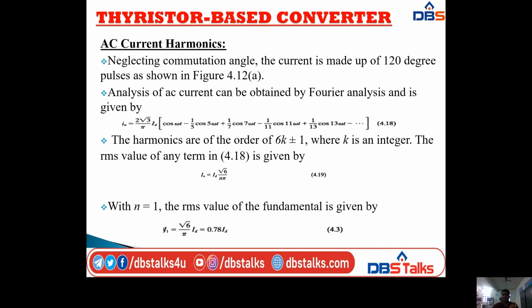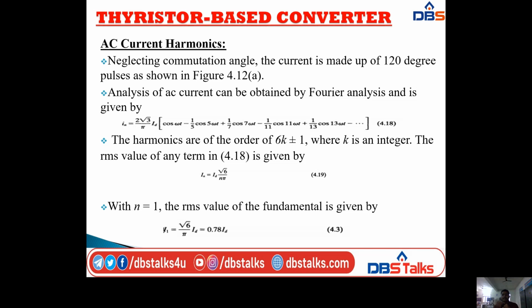That is for the commutation failure. And coming to the next one, that is AC current harmonics. So for the AC current harmonics, I am neglecting the commutation angle. So the current is made up of 120-degree pulses. I will show the diagram, and if I show the diagram, you will understand that one.